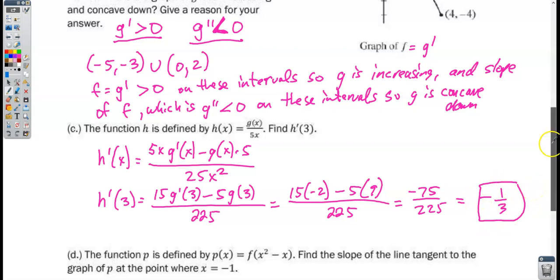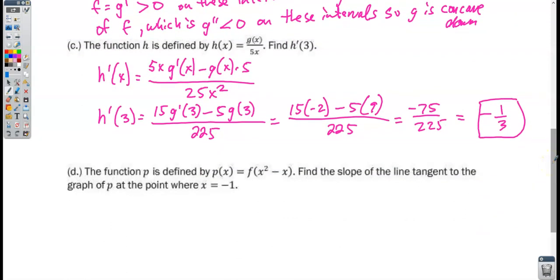All right, and then the last part here, the function p is defined by p of x equals f of the quantity x squared minus x. Find the slope of the line tangent to the graph of p at the point where x equals -1. That's just going to be the value of the derivative of p when x is -1. So I take the derivative, p prime of x, and I need to use the chain rule: derivative of the outside, leaving the inside the same, times the derivative of the inside. And then we're going to substitute -1 in here.